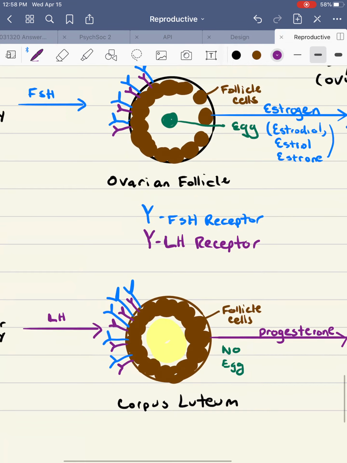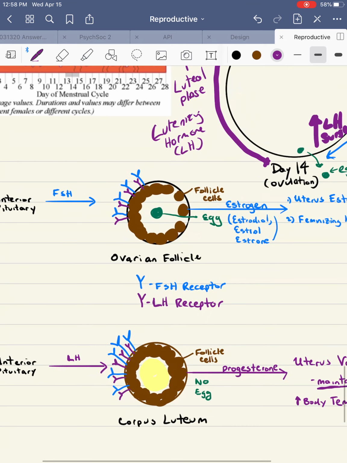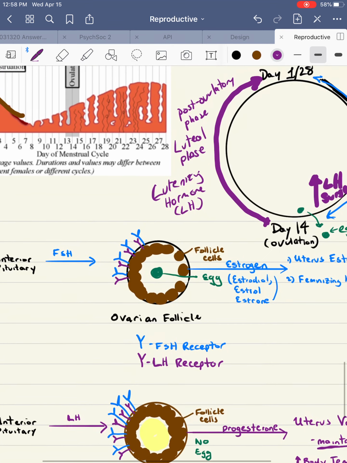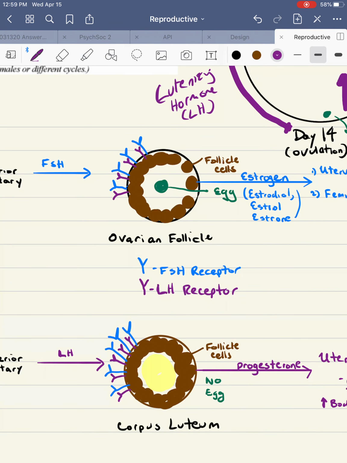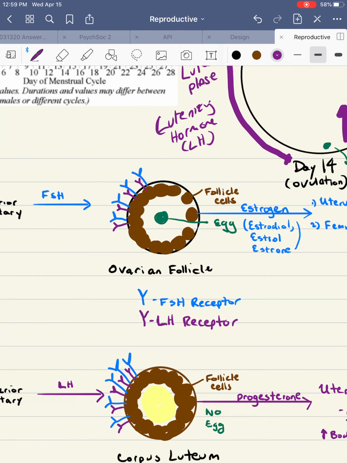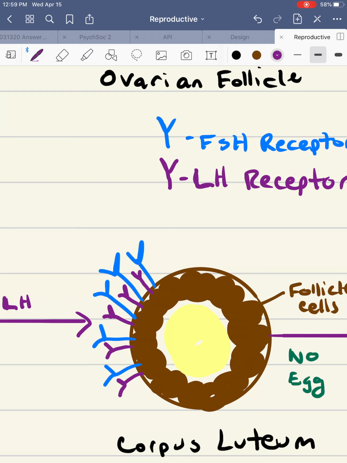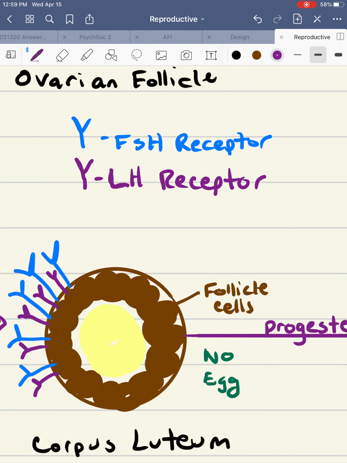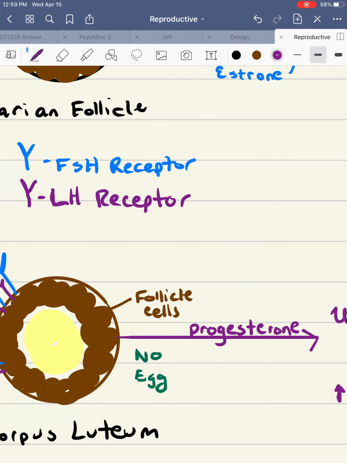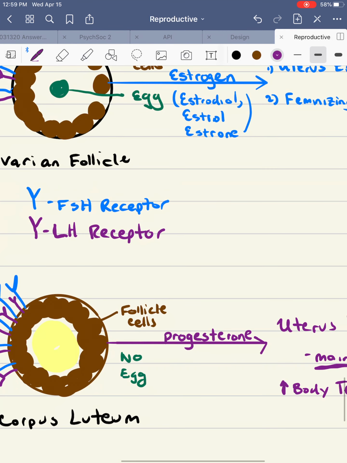It's a yellow body. And what's happening here is now we're at day 14 through day 28. The anterior pituitary is going to release LH. LH is dominating that. LH, luteinizing hormone, is going to bind onto, again, a receptor site on the follicular cell. The LH receptor here is in purple. It is going to cause the follicular cells to secrete another hormone called progesterone.